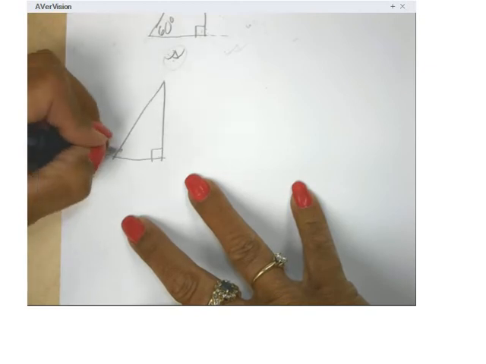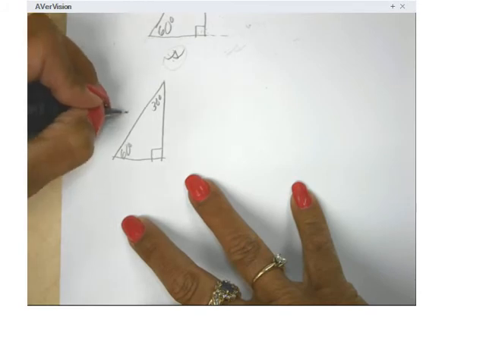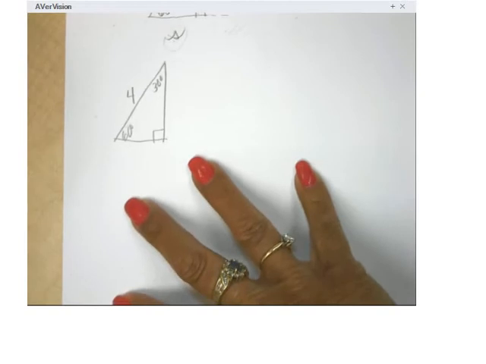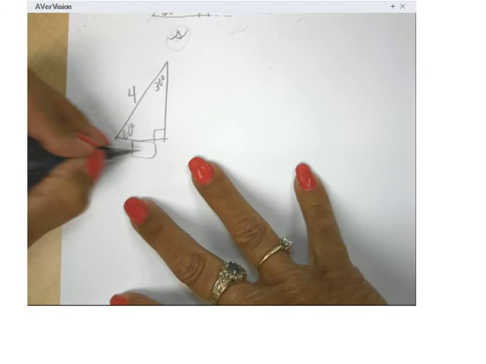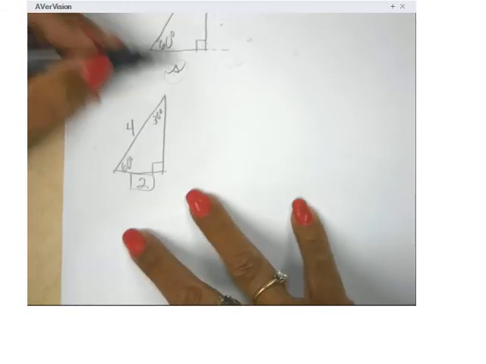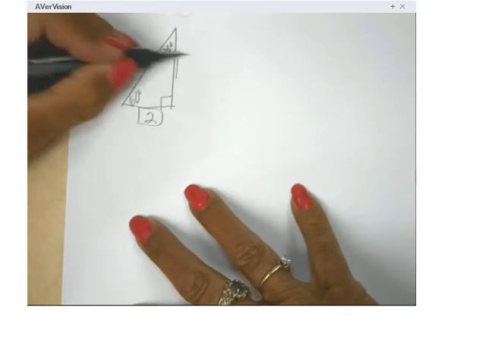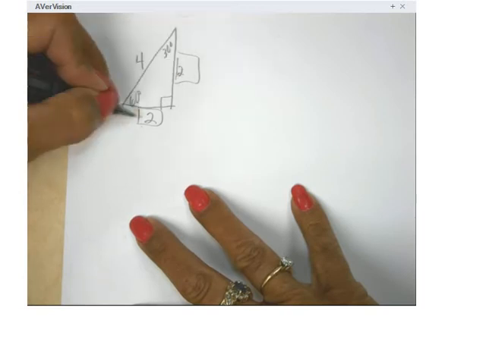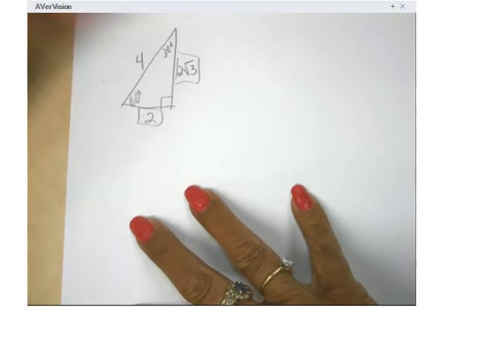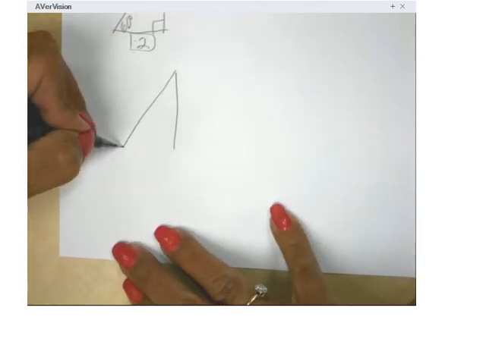So for instance, if I gave you this 30, 60, 90 triangle, and I said, here's your 60-degree angle, 30-degree angle, and if I said this side is 4 units long, then we would know that this side must then be 2 units long, because there's always a 1 to 2 ratio here. And once we know the short leg, we find the long leg by taking the short leg times the square root of 3.